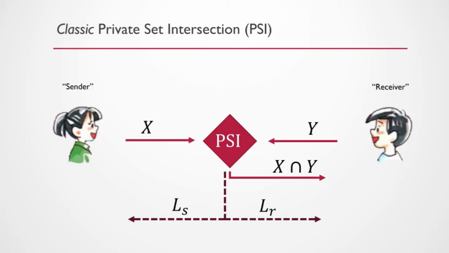And in this talk, there are many protocols that exist for this problem, but we'll be looking at, can we add additional leakage or additional output, shown here as LS and LR, which will leak a little bit more information, but we want this leakage to enable us to have more efficient protocols.